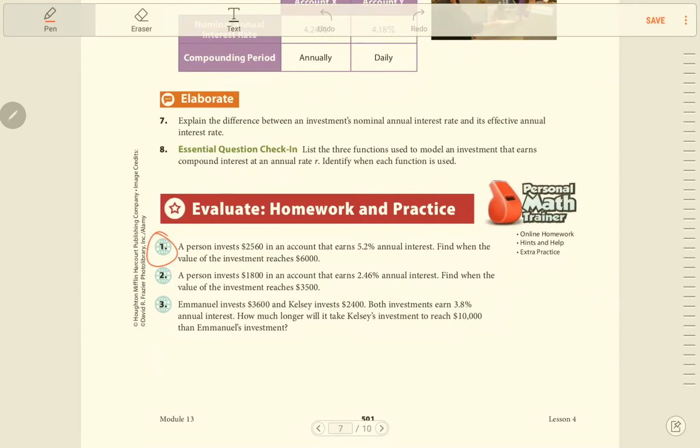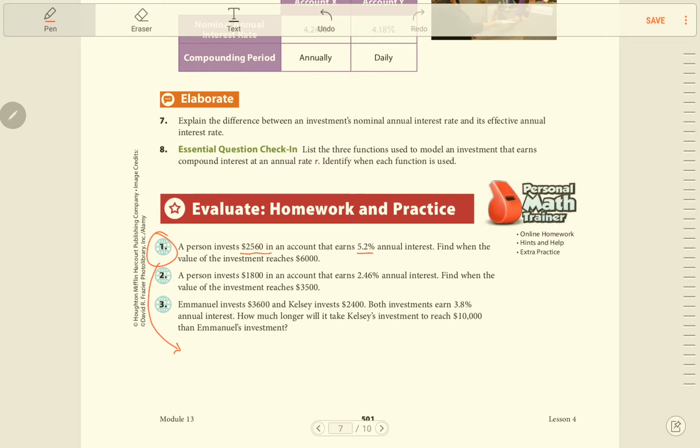Number 1 says a person invests $2,560 in an account that earns 5.2% annual interest. Find when the value of the investment reaches $6,000. Okay, so for our purposes, when I taught this to you, we learned that there's a couple formulas for interest. Since this one doesn't say anything about how often it's compounded, we're just going to assume that it's compounded once per year. We have this annual interest rate of 5.2%. It's only compounded once per year, so that's going to be our formula.